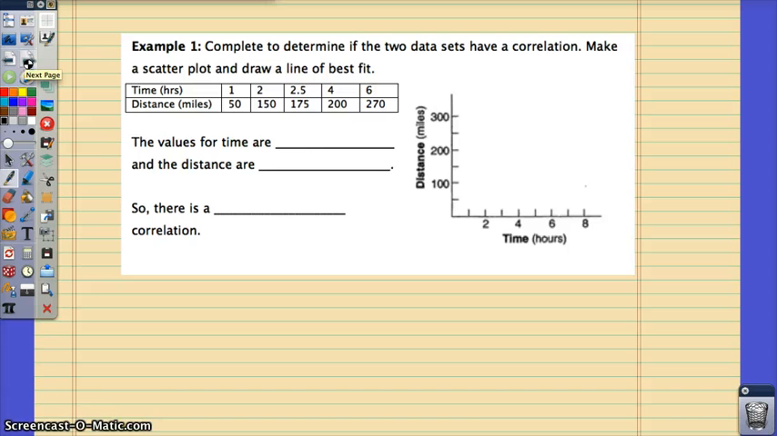So let's look at example 1. Complete to determine if the two data sets have a correlation: make a scatter plot and draw a line of best fit. When you look at the table, look and kind of check, okay, what's happening to my x value?